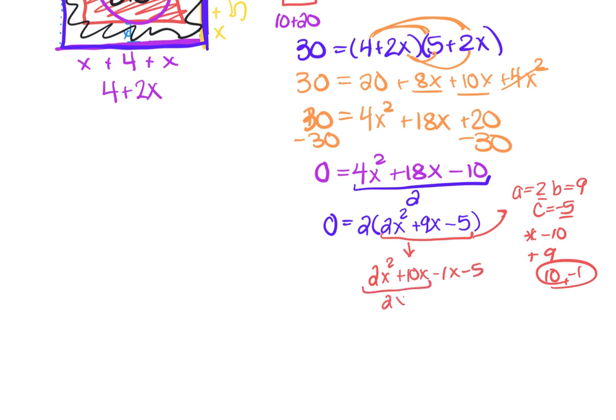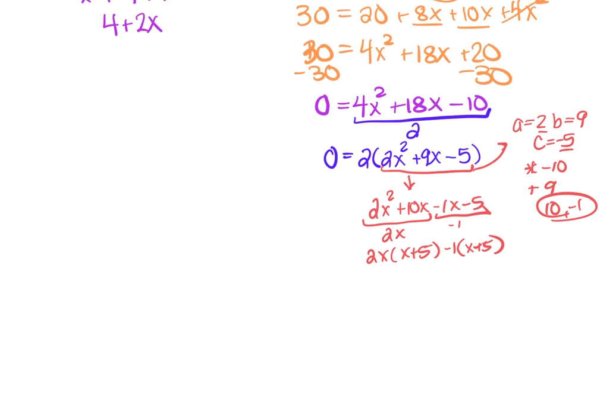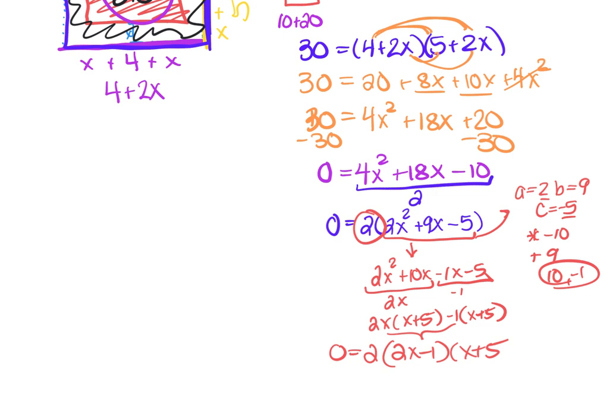Group them in pairs, so I have greatest common factor of 2x here to get x plus 5. Factor out the negative 1 here to get x plus 5. And then from here, I have my equation, which is 2x minus negative 1 grouped together, and then the x plus 5 together off to the side, and then remember this 2 carries all the way down. So I've now written this into factored form, and so now what I need to do is solve this equation by setting each little part equal to 0.